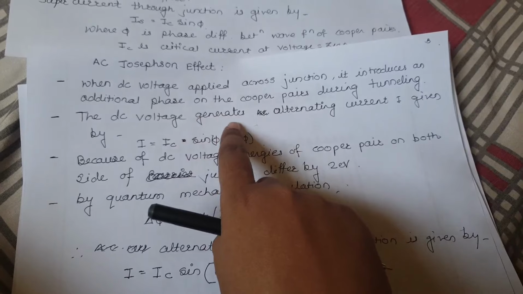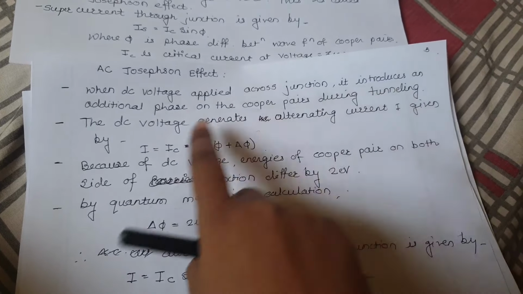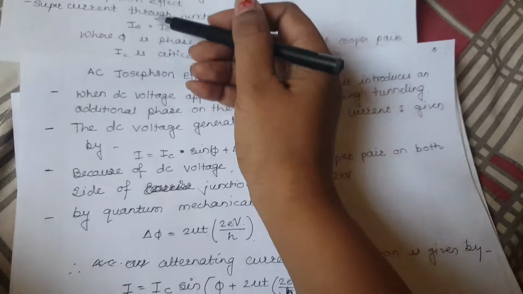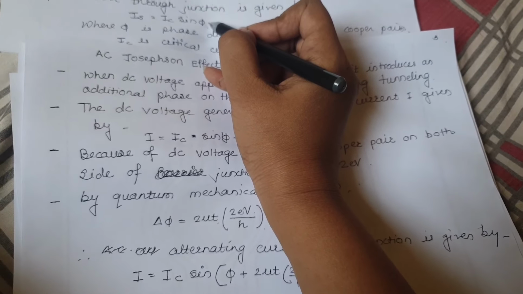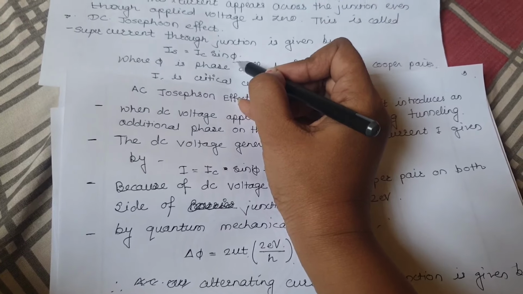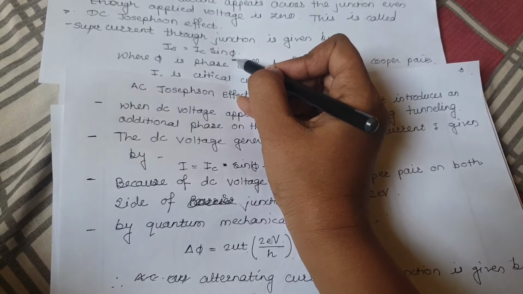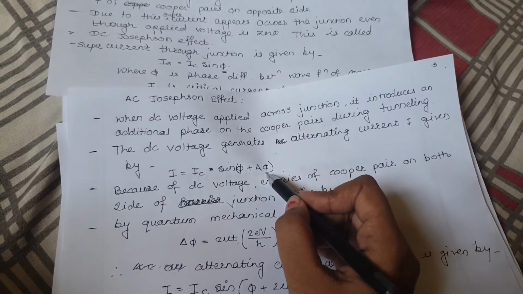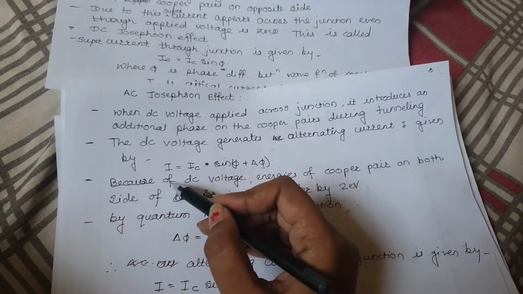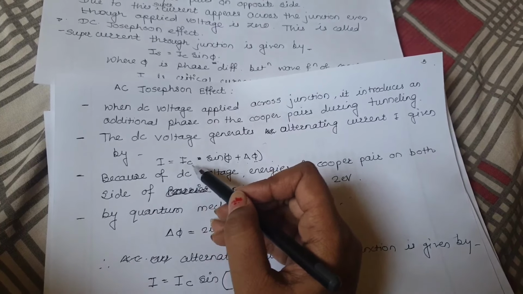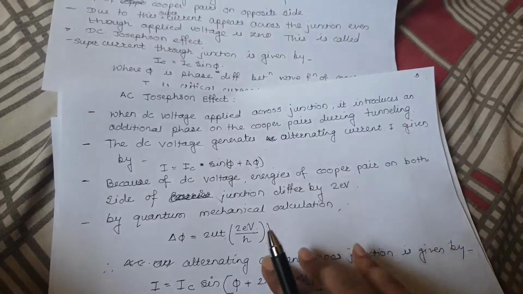So the DC voltage generates alternating current. Without external voltage, the current is Ic sin phi. Now there will be an additional phase difference, delta phi, so it will be phi plus delta phi. That is the additional phase difference. So the current will be I equals Ic sin(phi plus delta phi).